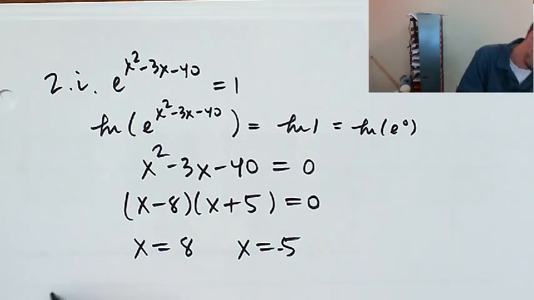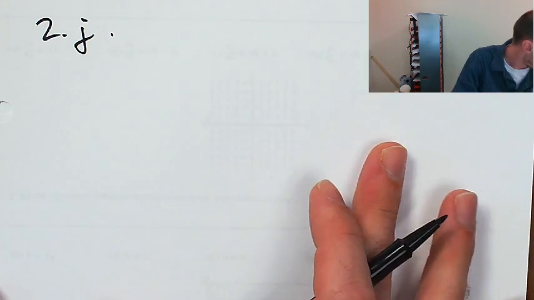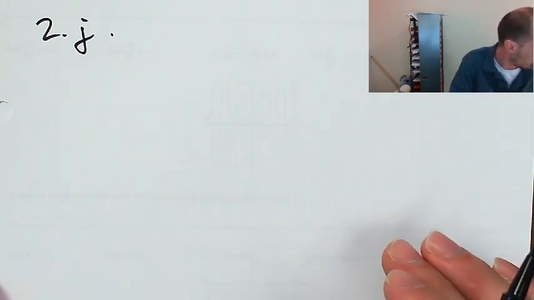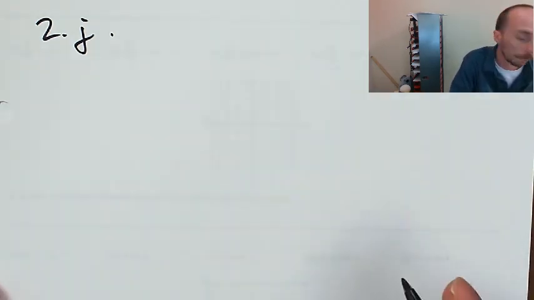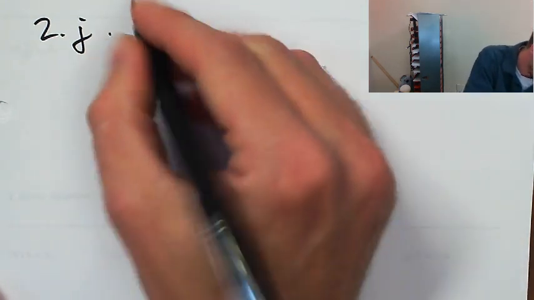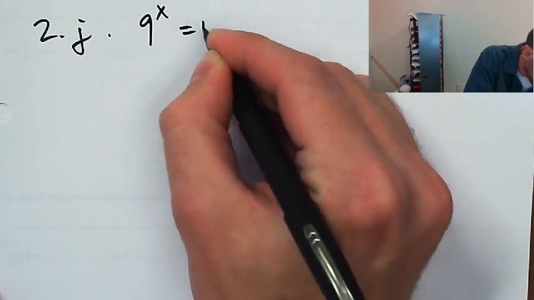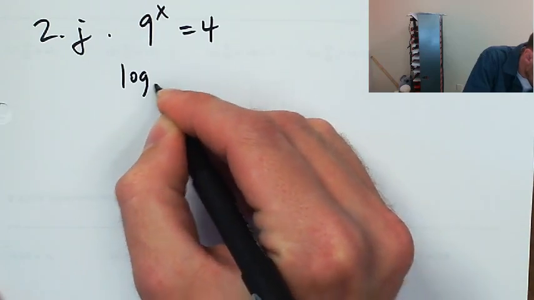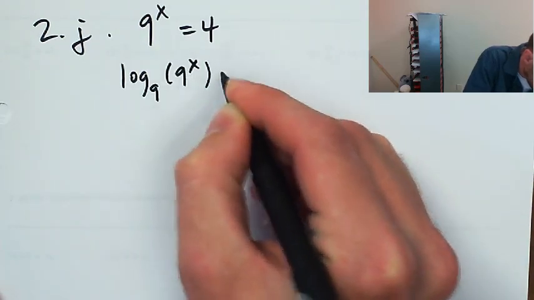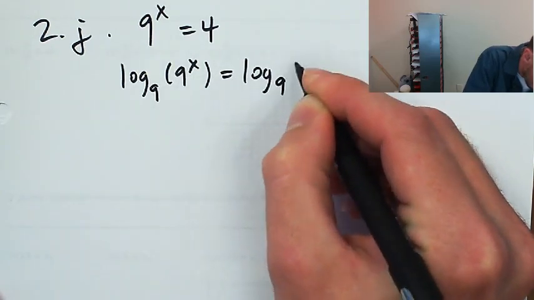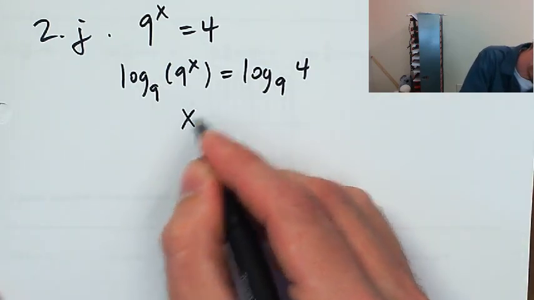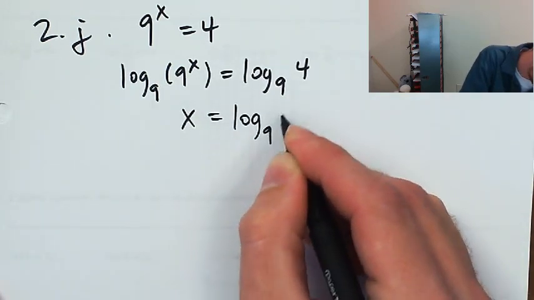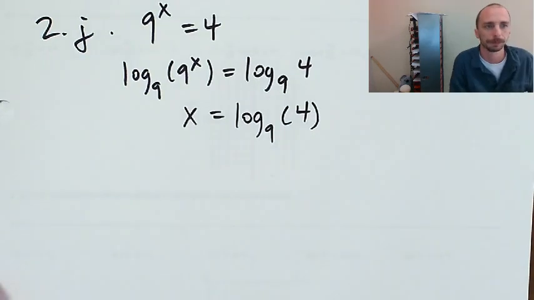All right, one more, 2j. One more of these exact value equations. But then it's going to get a little shorter. There's only 11 equations left to solve after that. So 9 to the x equals 4. This one will be pretty quick. I'm going to take the log base 9 of both sides. Okay, that's going to be x, and that's log base 9 of 4.